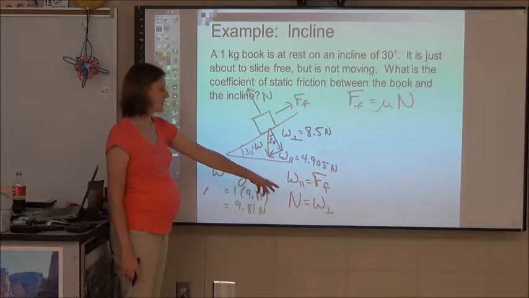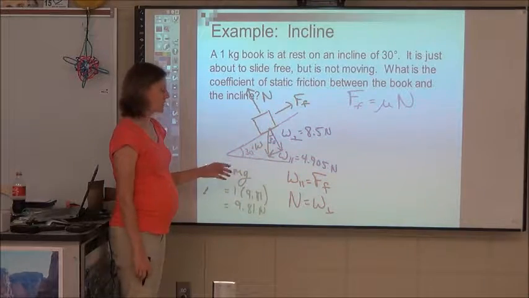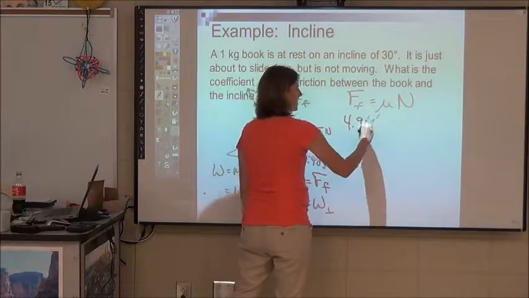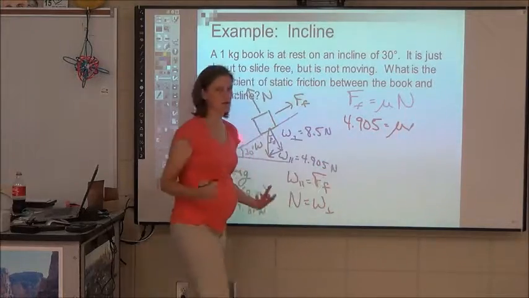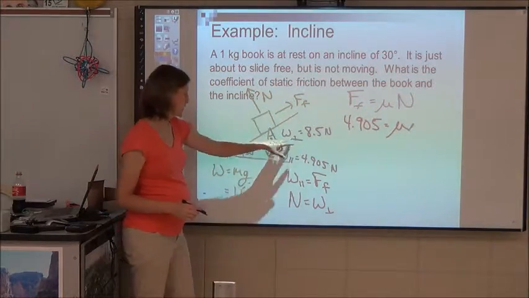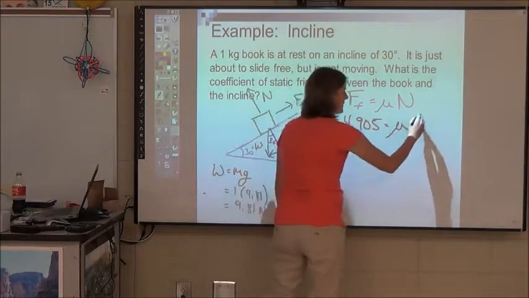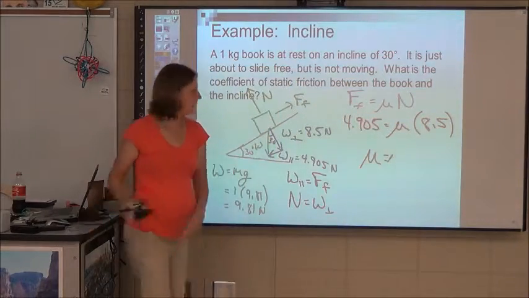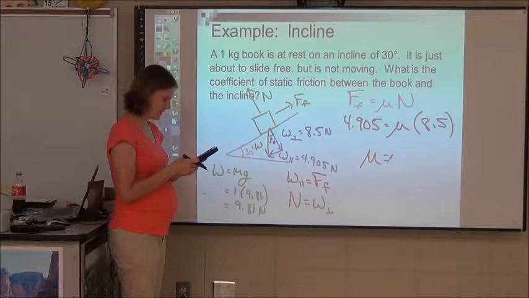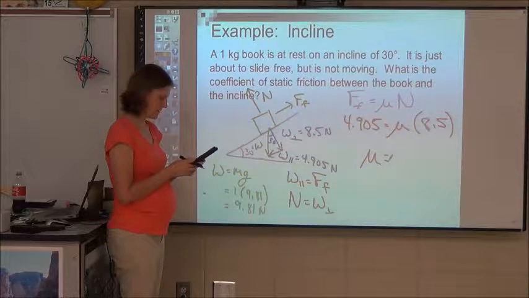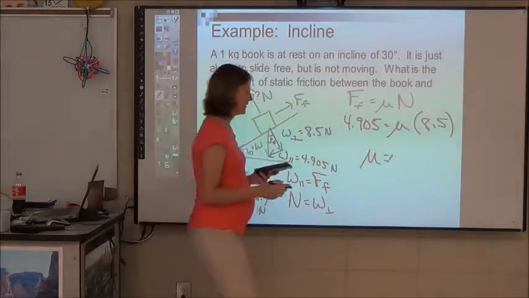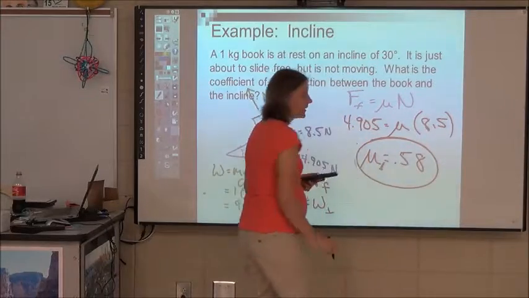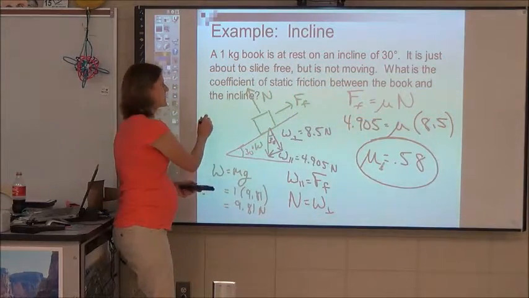So I know my components, and now they're directly related to Ff and N, and I can just plug in. Force of friction is weight parallel, 4.905 newtons. Normal force is weight perpendicular, it's 8.5. So just divide. Looks like we'll definitely get a decimal. We get 0.58. And that will be the coefficient of static friction since it was not moving.